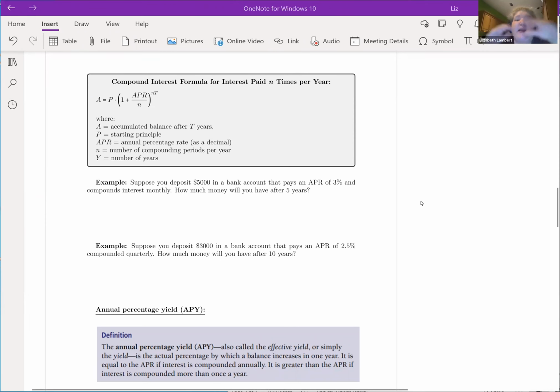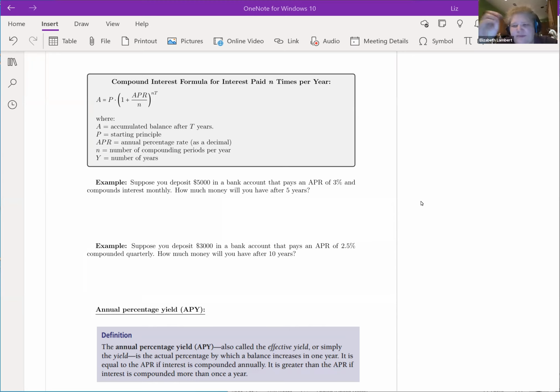All right, so when we're doing n times per year compound interest, we accrue the interest more than once. Now, here's the interesting thing. Our APR is our annual percentage rate, the yearly interest. But when we're going to accrue it multiple times, we break it up depending on how many times per year we're going to do it.